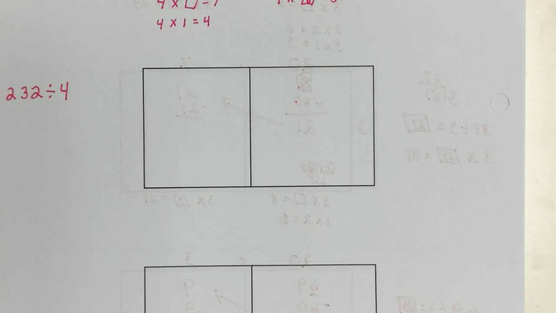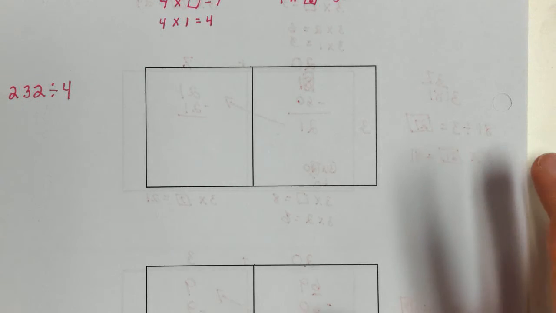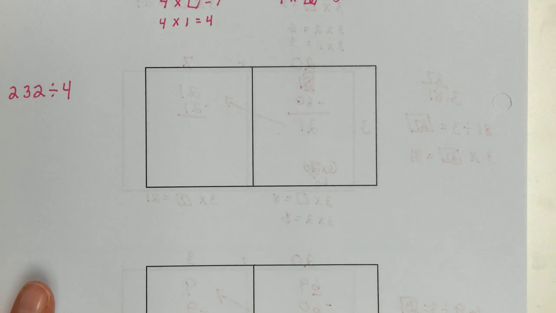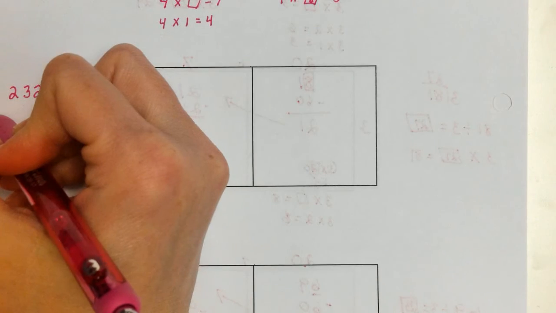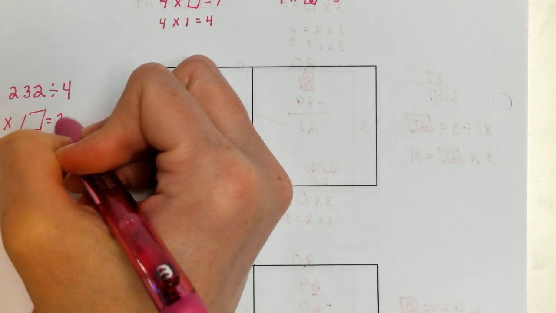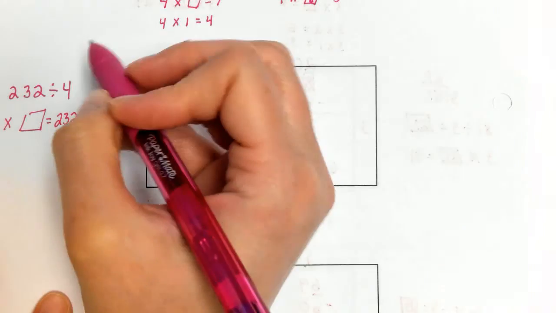All right. We're going to try 232 divided by 4. Oh, look at those eyes get big. Okay, so let's work it. What do I do first? I've got to think about it like 4 times a mystery number equals 232. Okay, 4 times a mystery number equals 232. Perfect.